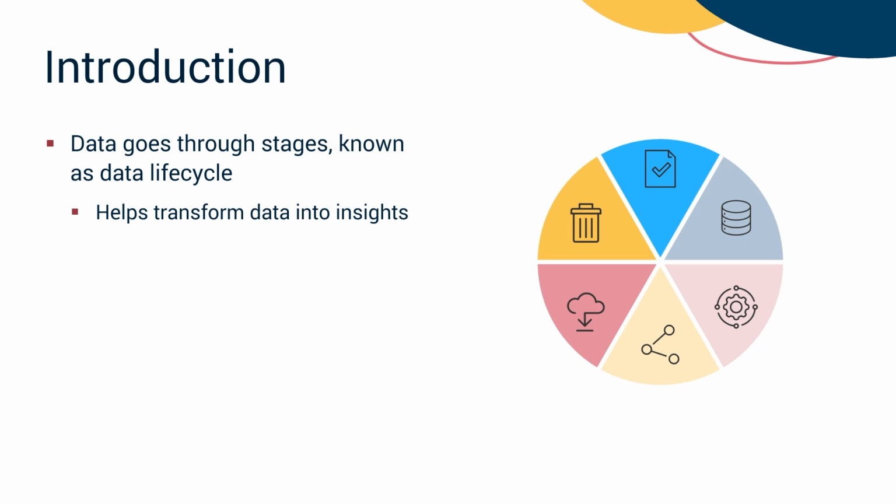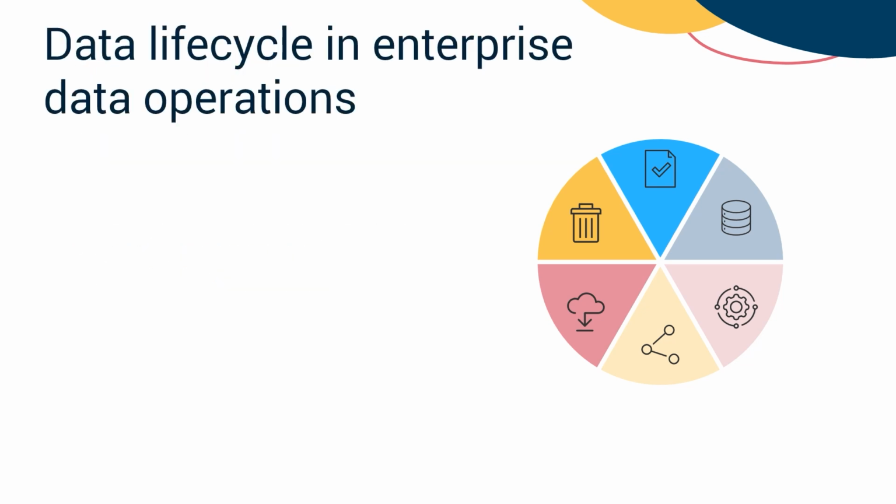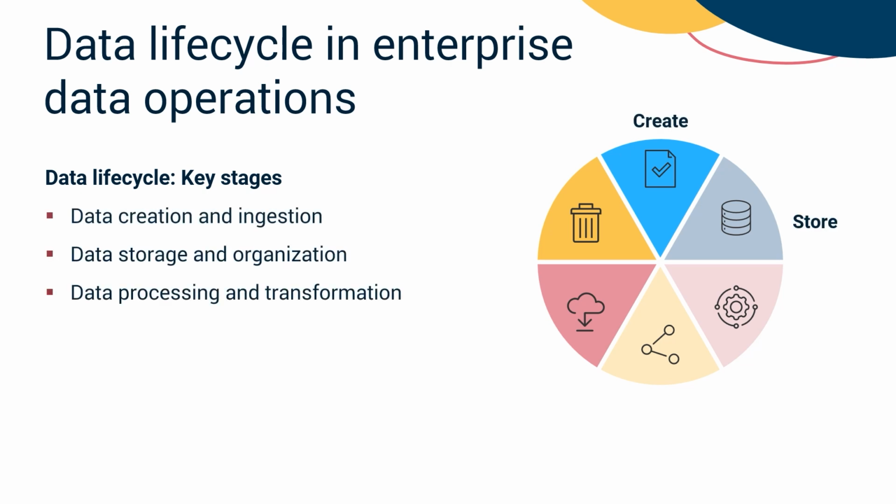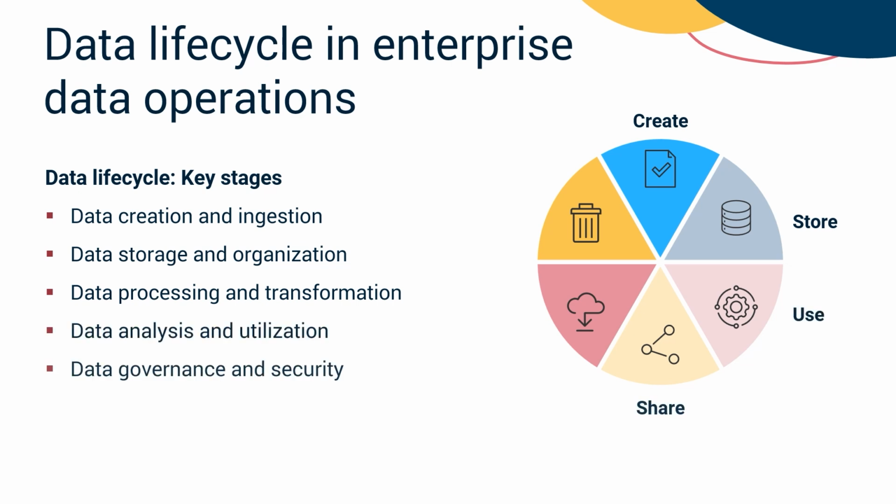Understanding the stages of the data lifecycle from a data ops perspective helps organizations unlock the true potential of their data assets. The data lifecycle in enterprise data operations involves 6 key stages. These are data creation and ingestion, data storage and organization, data processing and transformation, data analysis and utilization, data governance and security, and data archival and destruction. Let's explore the purpose and key practices involved in each data lifecycle stage.